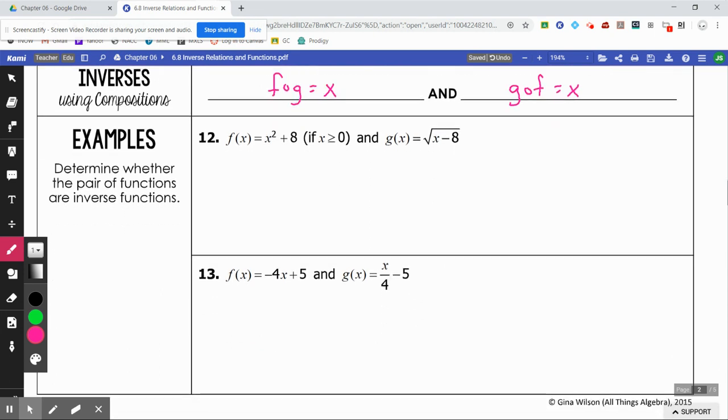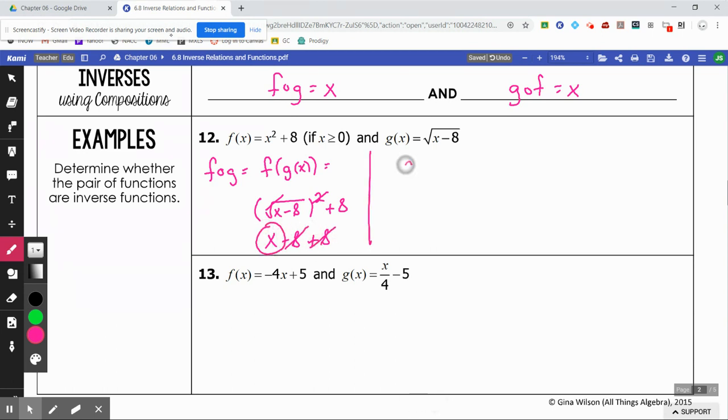Number 12. Let's first find f of g. If you don't remember, to find f of g you're going to take f and you're going to plug in g of x. So let's take f, which is x squared plus 8. And in the place of x, I'm going to plug in the square root of x minus 8. When you square a square root, it removes it. That is x minus 8 plus 8 now. Minus 8 and plus 8 cancels and leaves you with x.